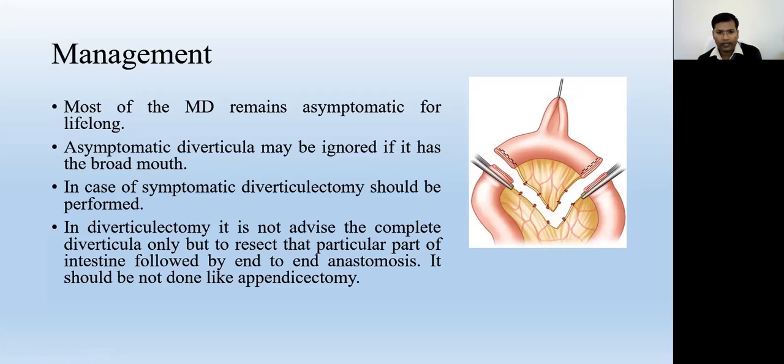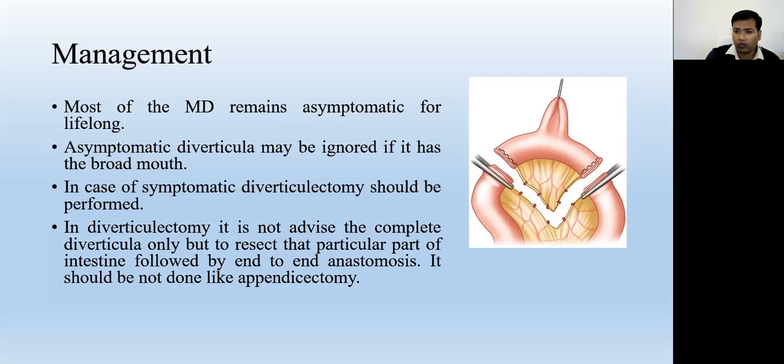In a symptomatic case, diverticulectomy should be performed. Symptomatic means if diverticulitis is there, infection is there, or perforation is there, or any complication is there. In such cases there are two procedures. Diverticulectomy, only removal of the diverticulum. Second, removal of the diverticulum along with resection of that part of the bowel. These are the two measures usually taken, but the second one is most preferably done, that is, resection of that part of the bowel along with the diverticulum.